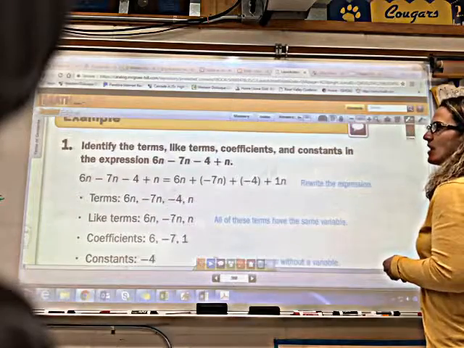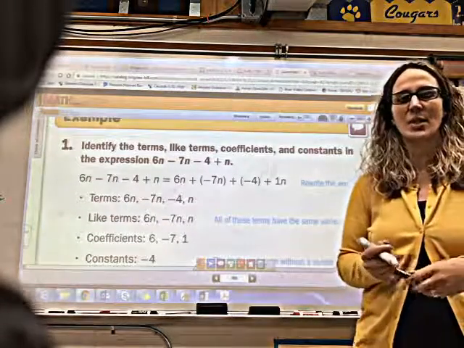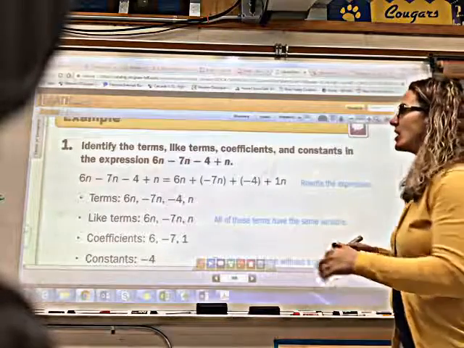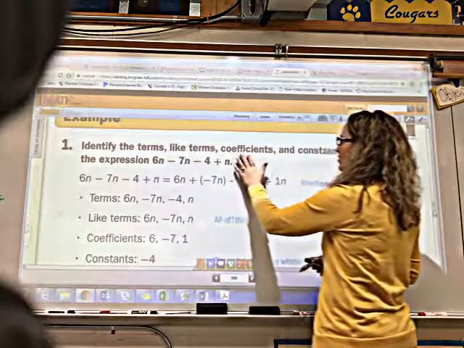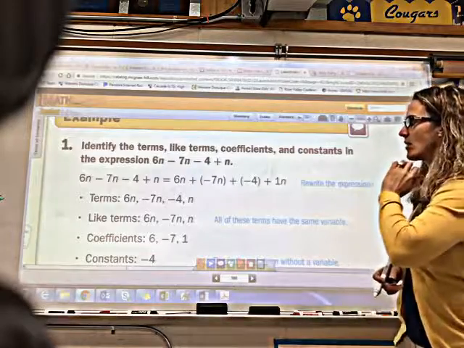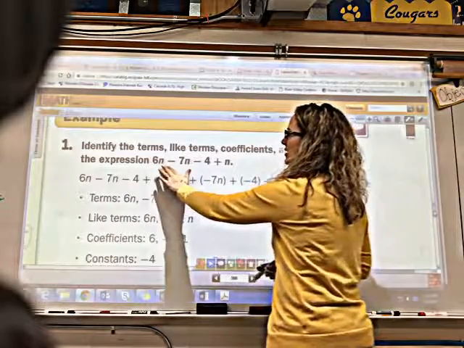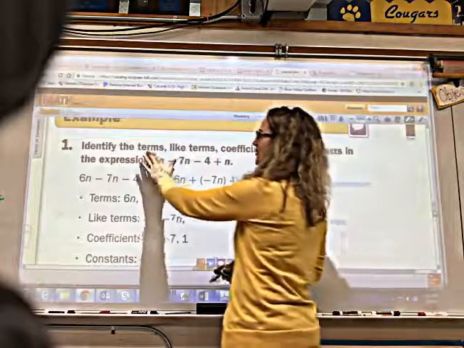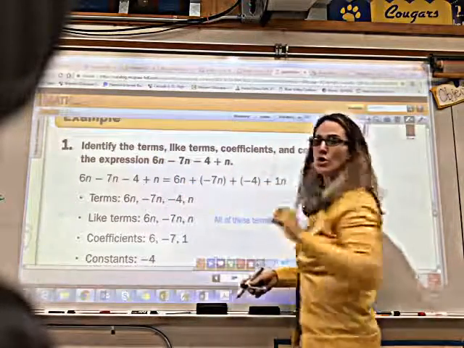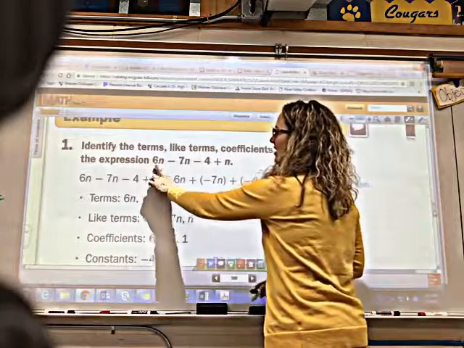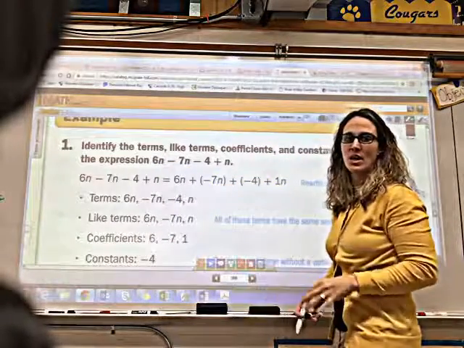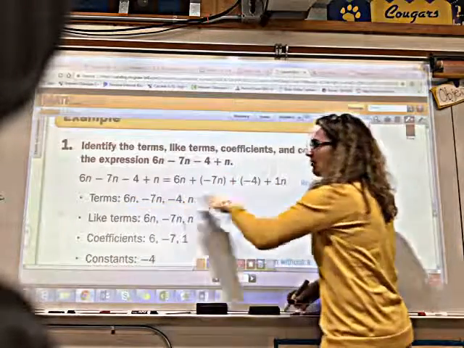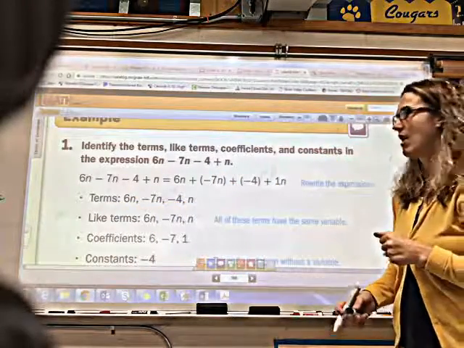As we take a look at example one, one of the expectations of this lesson is that when you are finished, you're going to be able to identify your terms, your like terms, your coefficients, and your constants. They're giving you the expression 6n minus 7n minus 4 plus n. First of all, you have to identify your terms. Terms are your parts. So you're looking at 6n, negative 7n, be careful with the subtraction sign, negative 4, and n. So we've pulled that apart and we have our terms there.